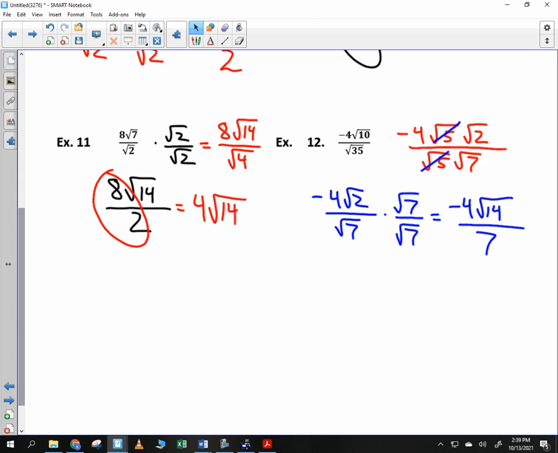Can you divide 4 and 7? No. 14 and 7 you can, but the 14 is under the square root, so you don't divide if it's under the square root. Okay.